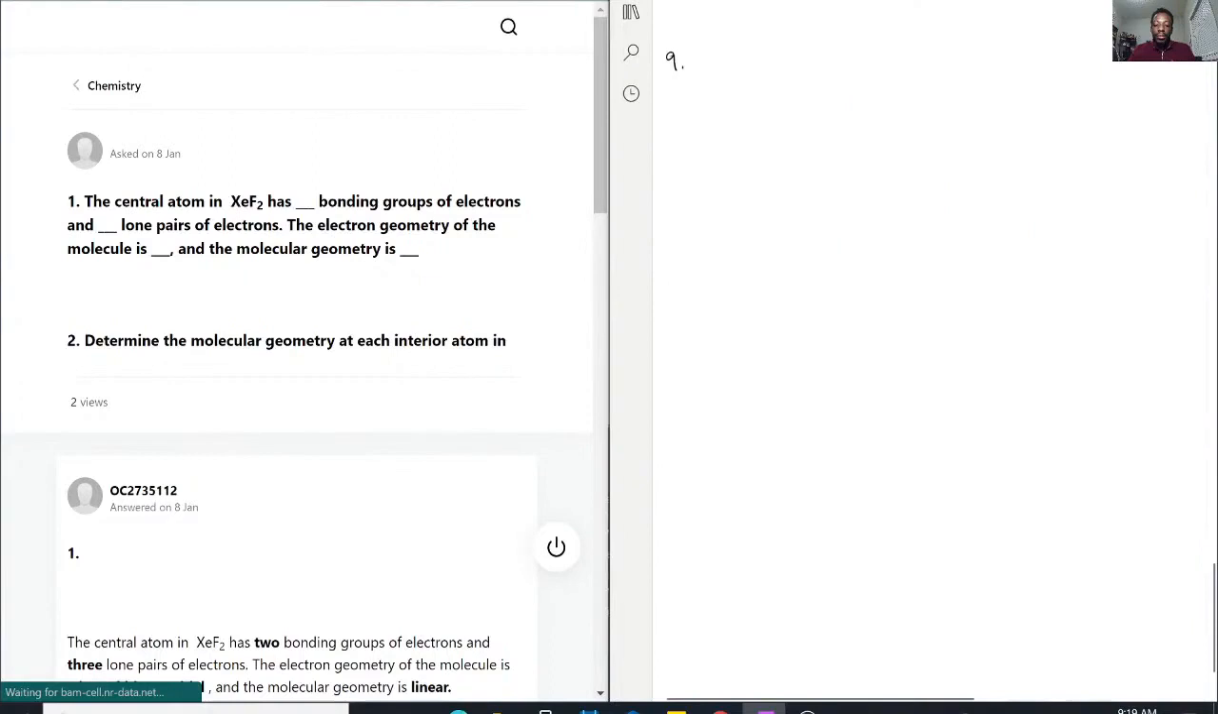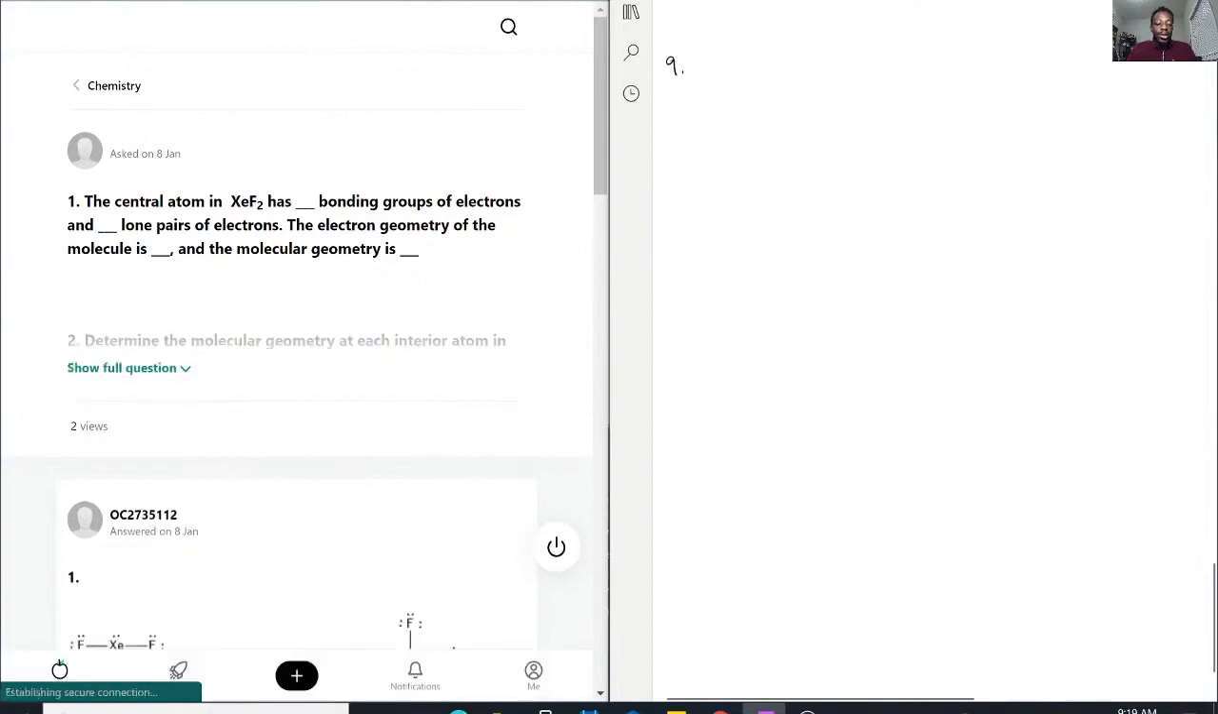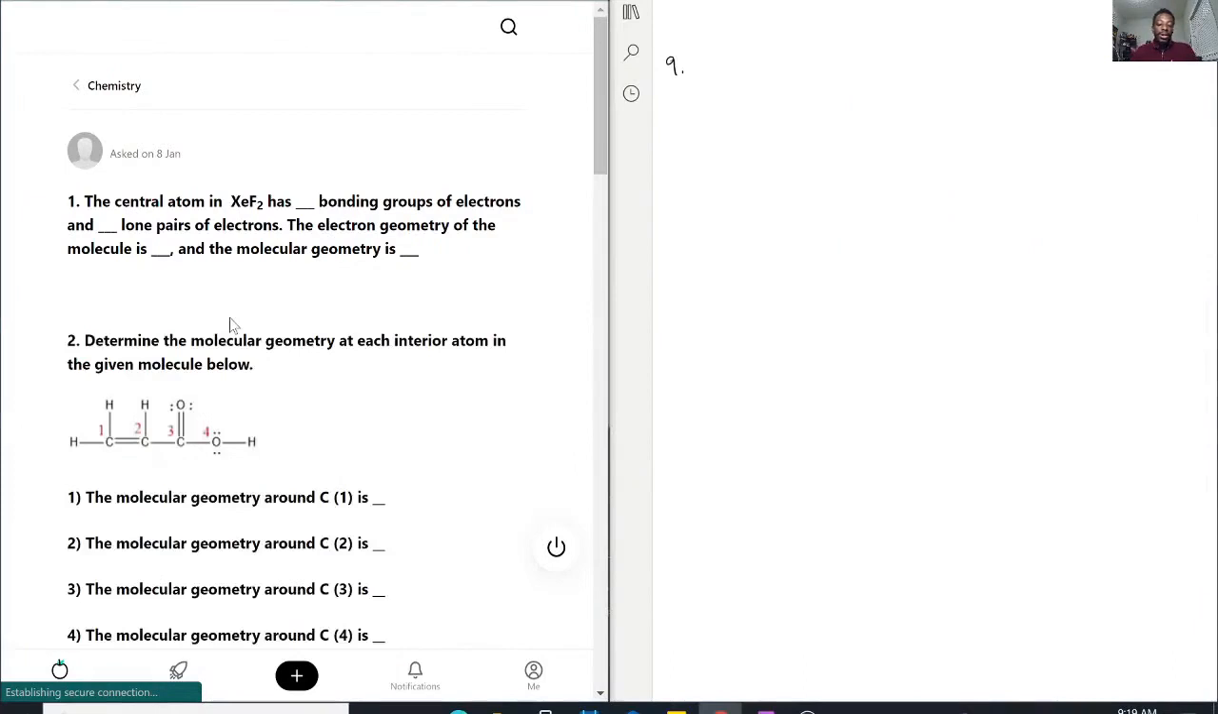Okay, this one is telling us now the central atom for, so several steps dealing with different types of Lewis structures and the electron geometry. So for part 1 of question 9, it's telling us that xenon difluoride has blank bonding groups of electrons and blank lone pairs of electrons. And the electron geometry of this molecule is blank, and the molecular geometry is blank.